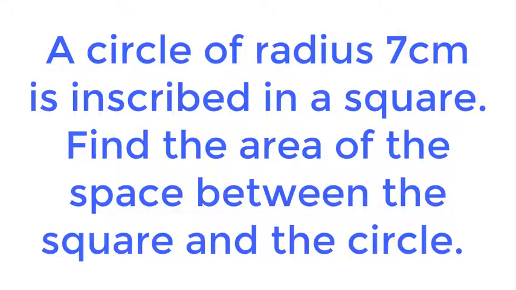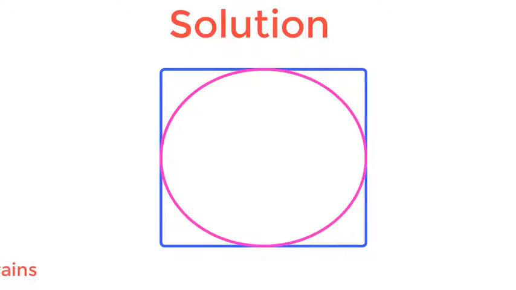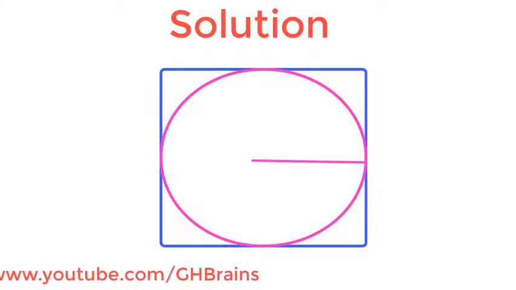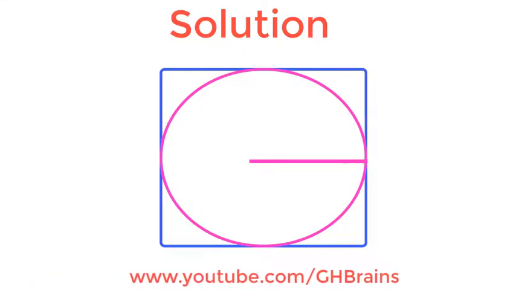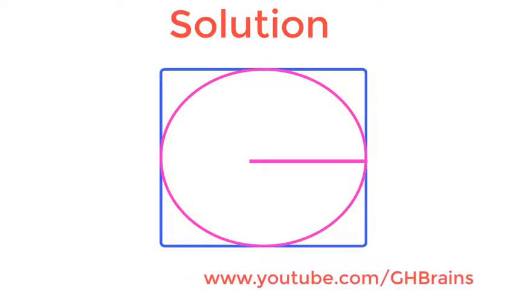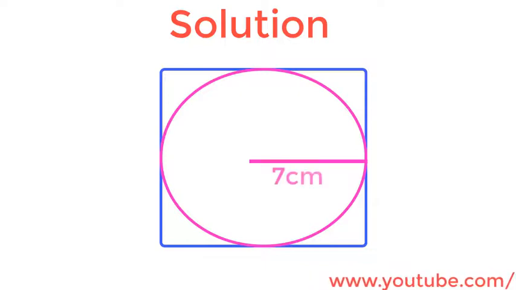Alright, so to solve this question, you have to draw the square. So we draw the square, and within the square we put in a circle. That is, we inscribe a circle in the square. Now from the question, we are told that the radius of the circle is 7 centimeters. So we indicate the radius of the circle from the center of the circle to any part of the circumference of the circle. The radius of a circle is the distance from the center of the circle to any part on the circumference of the circle. So that is the radius of the circle, and from the question it is 7 centimeters.